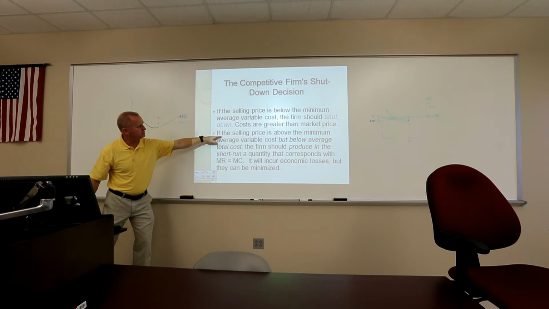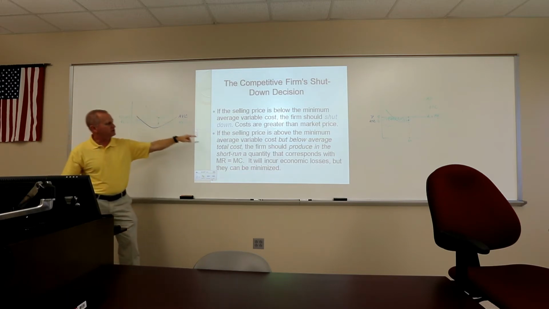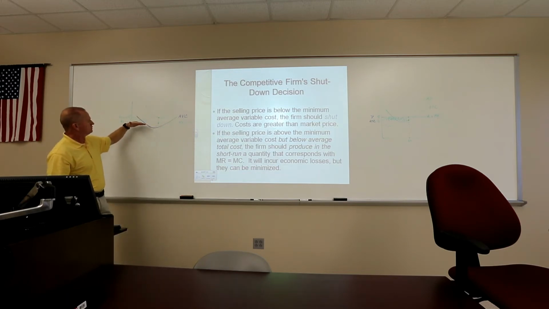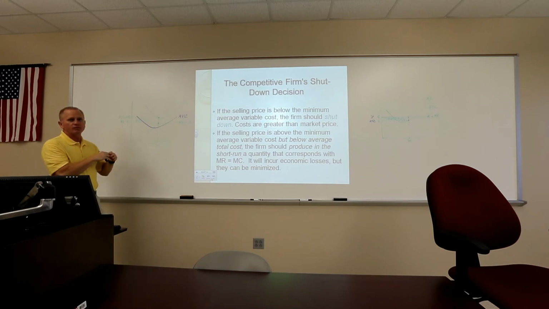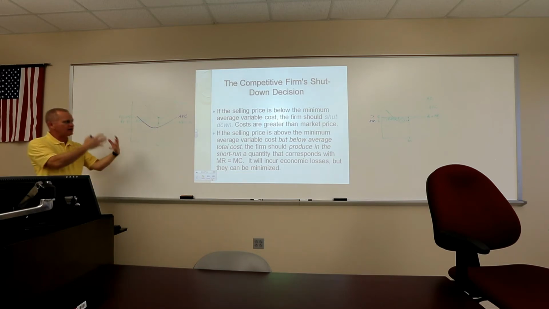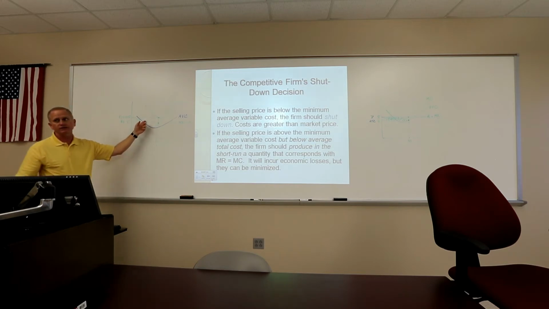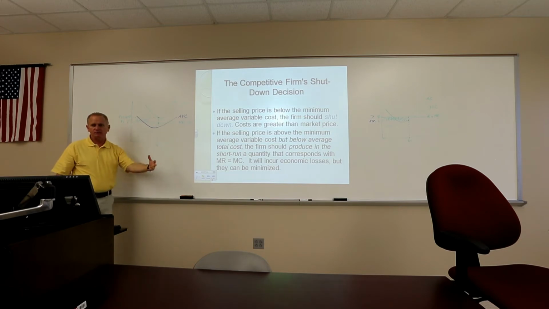When the selling price, that's P, is above the minimum average variable cost but below the average total cost, it's kind of in between the two, the firm would produce in the short run. They can continue to operate, stay open. They're going to lose money, as illustrated here with this rectangle, but we try to minimize those losses.